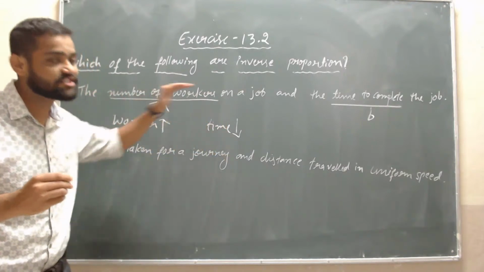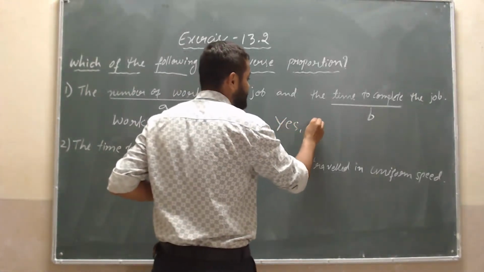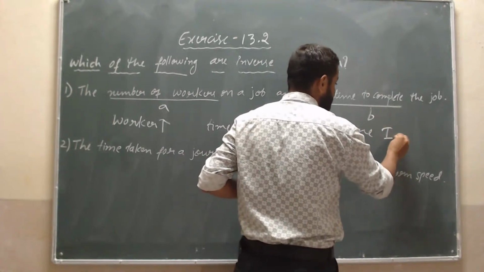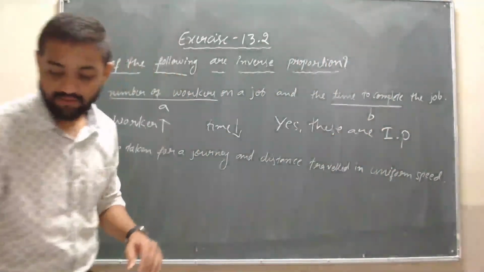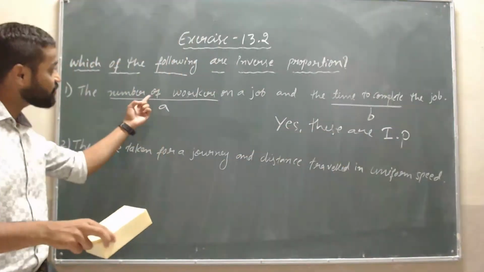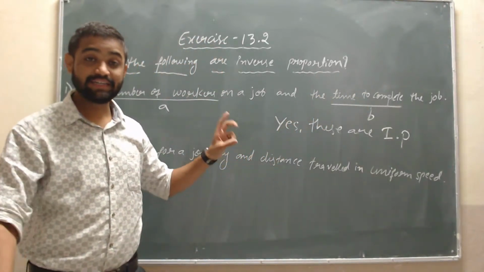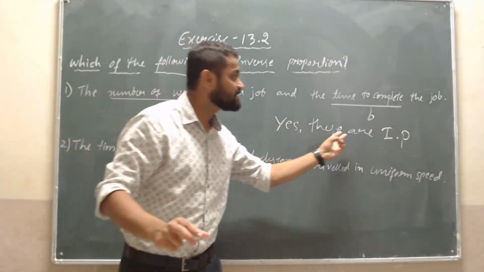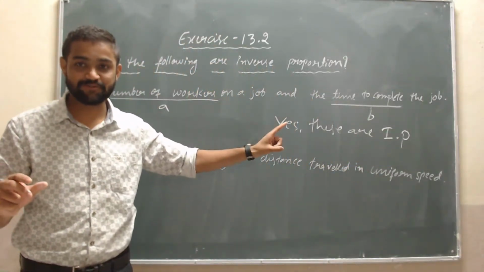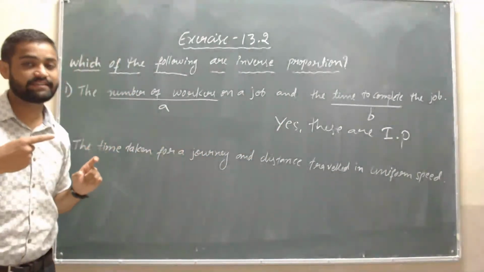And that's why these are inversely proportional. What are these, students? The number of workers as well as the time to complete that job. Here the two quantities are IP. IP means inversely proportional, students. Is it clear to you? Yes, like that we have to think.